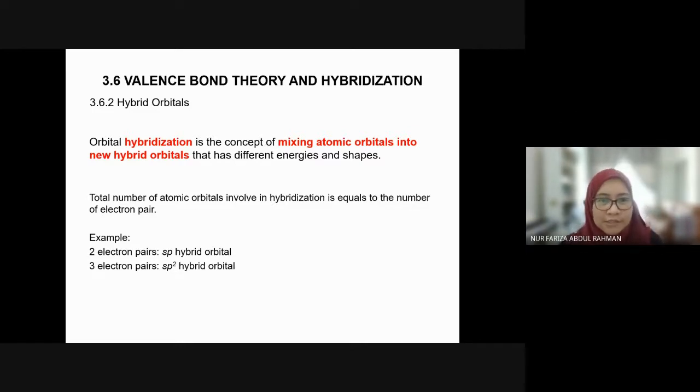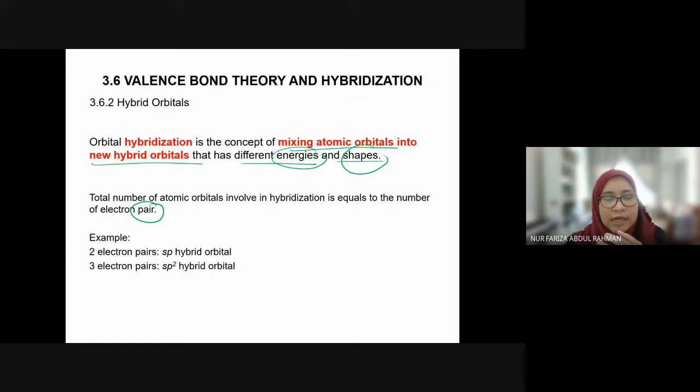Okay, so orbital hybridization is a concept of mixing atomic orbitals into new hybrid orbitals. A mix of orbitals that have different energies and shapes. Of course, when they combine, they have traits like their parents, and also they have new traits. In this case, the orbitals will have different energies and shapes. Okay, alright. The total number of atomic orbitals involved in hybridization is equal to the number of electron pairs. Okay, you can see electron pair. So we have to determine that.